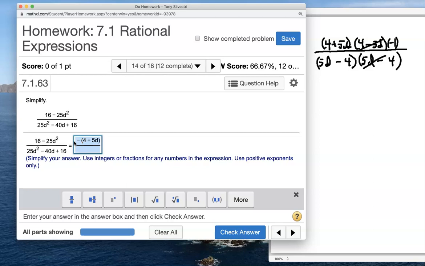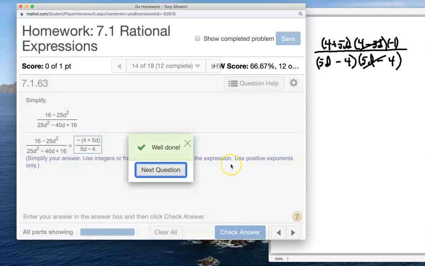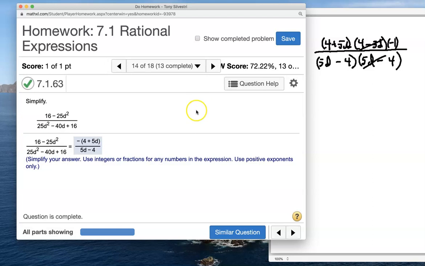That minus in front of the negative is basically negative 1. So that's negative 1 times this, and on the bottom is 5d minus 4, and I'm not going to think about it. I'm just going to go for it. There you go. That's it. If you overthink this, you're going to overthink yourself into a wrong answer. Just have faith that you're doing this right.